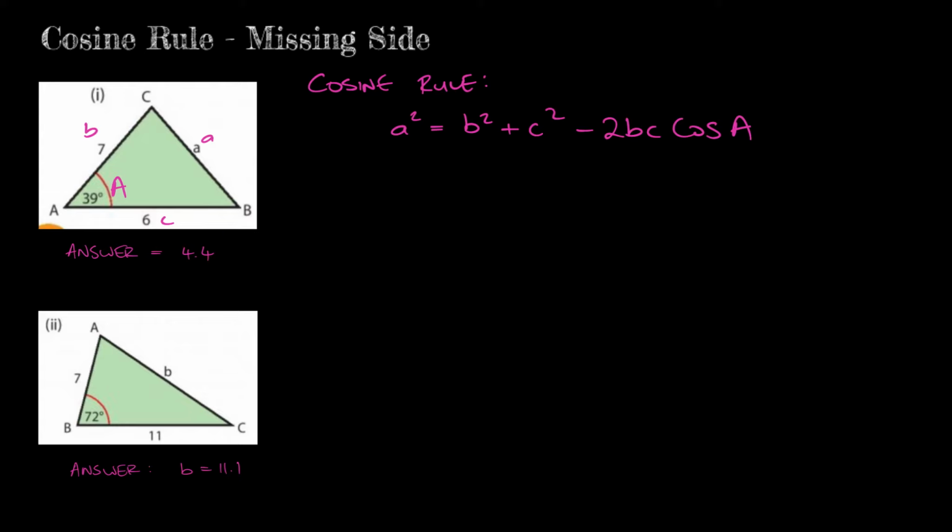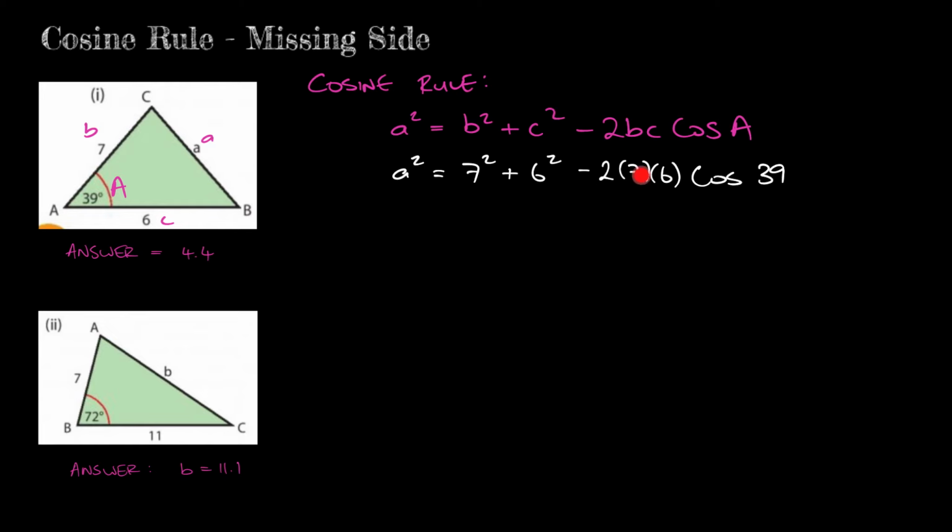So what I'm going to do next is fill in the information I have. Instead of a, I'm going to put in the value that I have, which is 8, so 8 squared is equal to, the next one is b. b in this case is 7, so I'm going to put in 7 squared, plus c in this case, which is 6, so 6 squared, minus 2 times 7 times 6. I can do that quite quickly because I just used b and c, but you should be double checking that b is 7 and c is 6. Then cos of the angle, so in this case, cos of A, and the angle is 39.